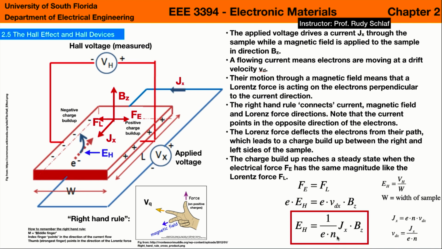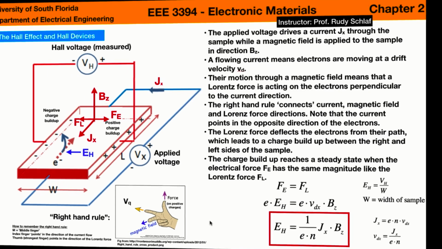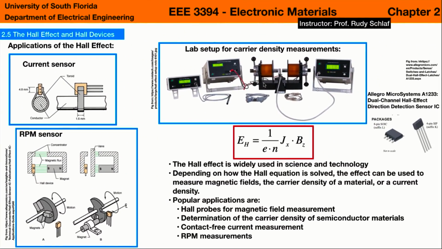So if we measure this here, and we know 2 of those 3 parameters, we can determine the other one. So we can make a sensor that can easily measure a magnetic field, a sensor that can measure a current if we put a magnet into the mix that we understand, or if we know the current and the magnet, then we can measure the electron density in a sample. So this is a pretty fantastic little experiment that gives us a lot of opportunities to build some pretty interesting devices.